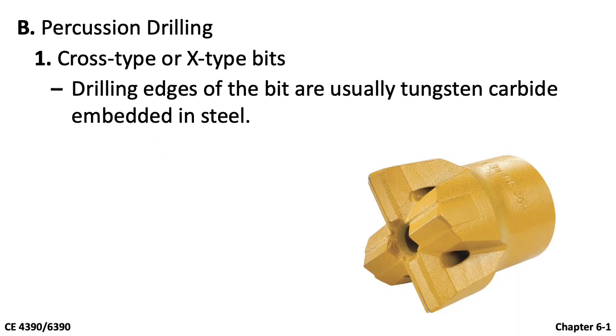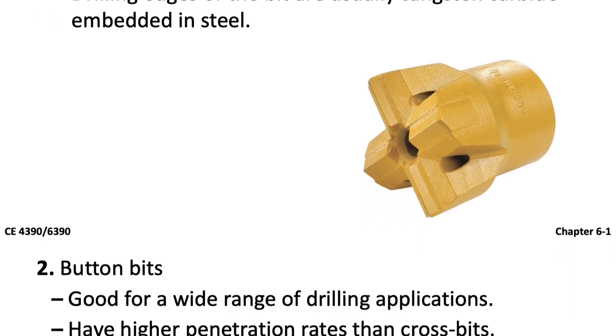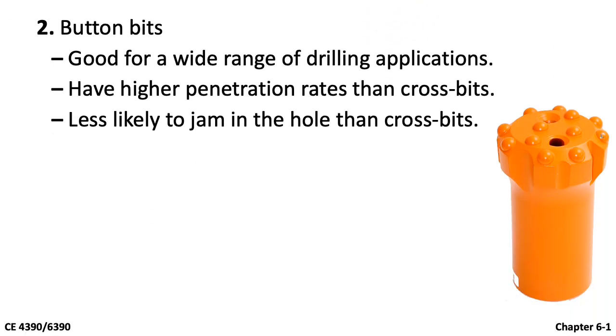For percussion drilling, we use cross-type, also known as X-type bits, as shown in this figure. The drilling edges of the bit are usually tungsten carbide, embedded in steel. We also use button bits for percussion drilling. The figure below illustrates a button bit. It is good for a wide range of drilling applications, including hard and soft materials. It has higher penetration rates than cross bits, and it is less likely to jam in a hole.